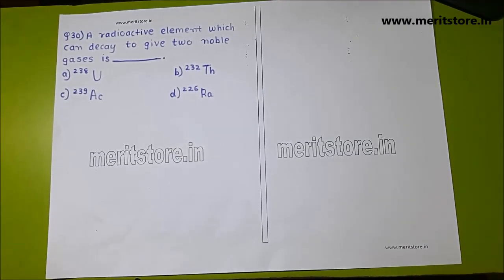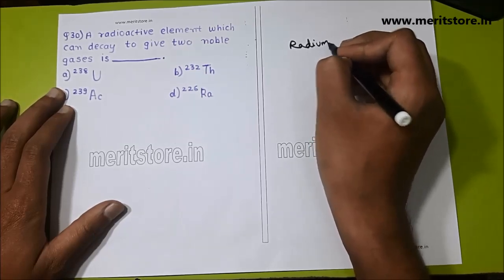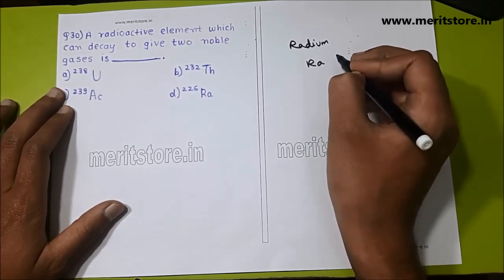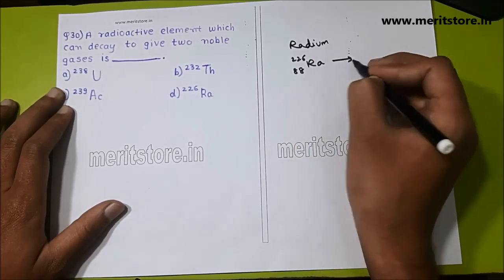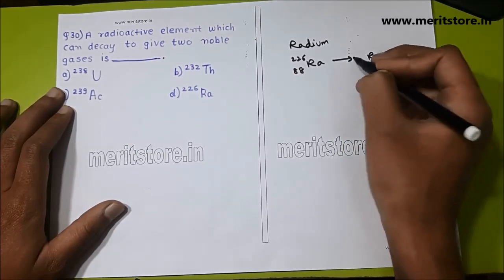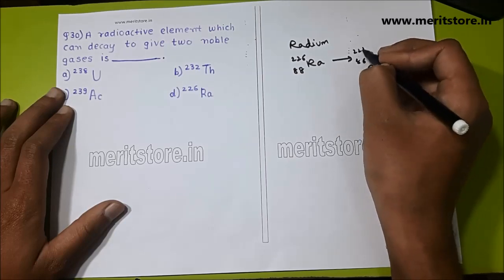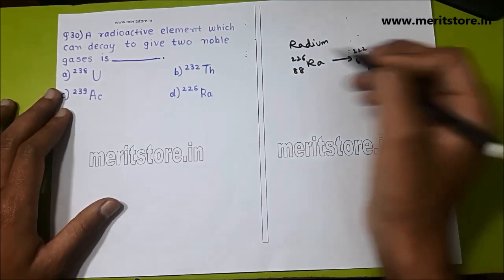30. A radioactive element which can decay to give two noble gases is: A, 238U; B, 232Th; C, 239Ac; D, 226Ra. Okay, the radioactive element radium, having the symbol Ra with atomic number 88 and mass 226, on radioactive decay gives radon with atomic number 86 and mass 222 plus helium atom. So the correct answer is option D.